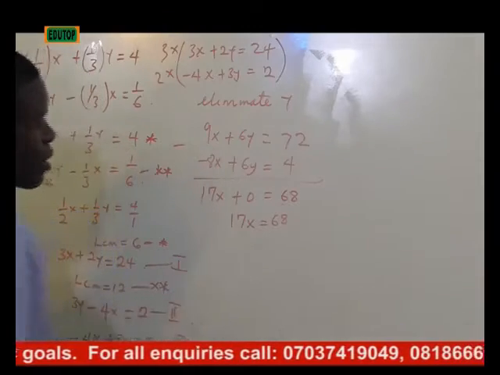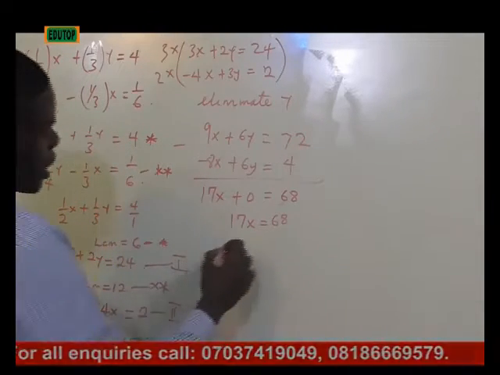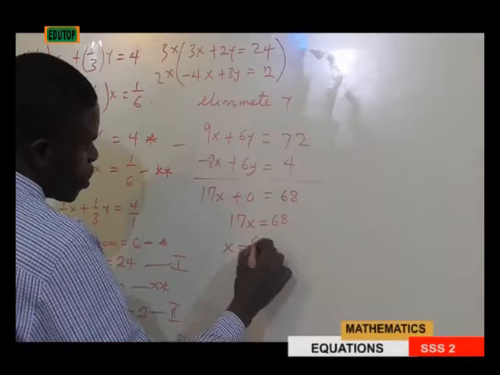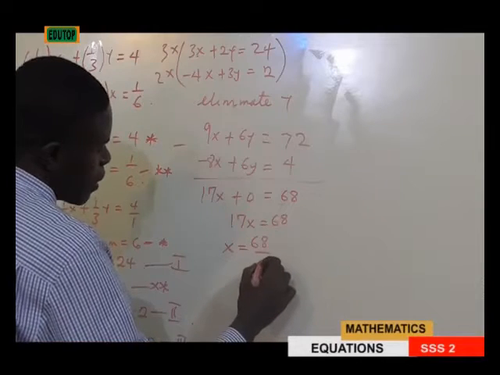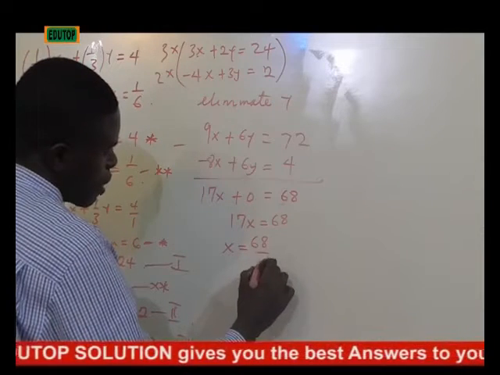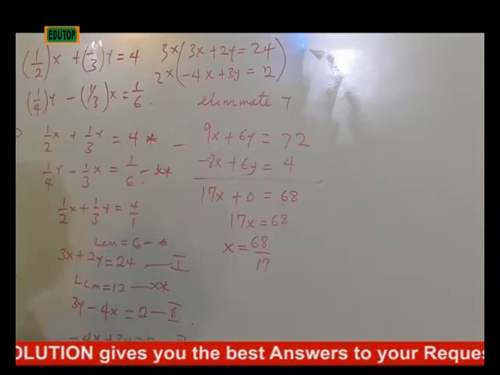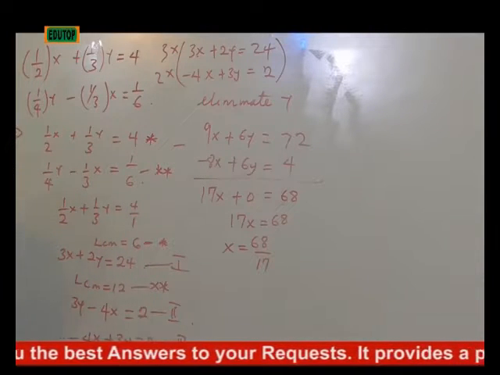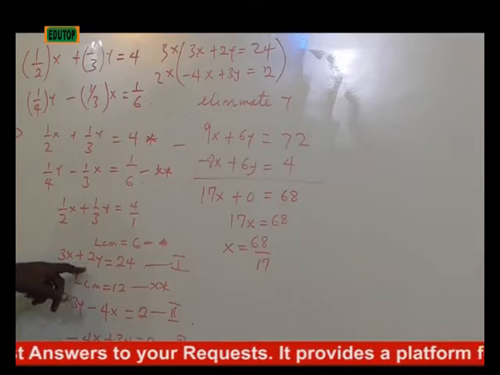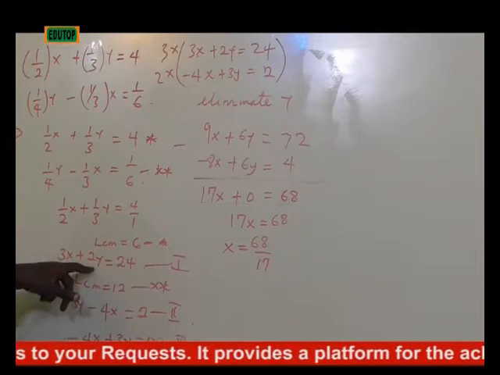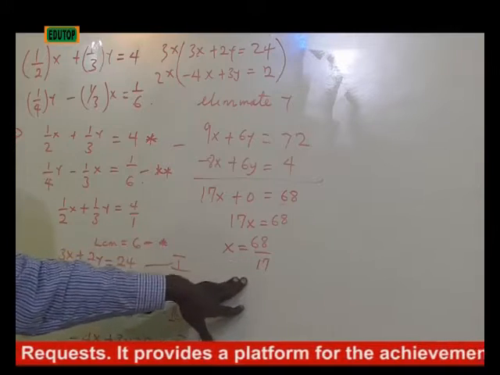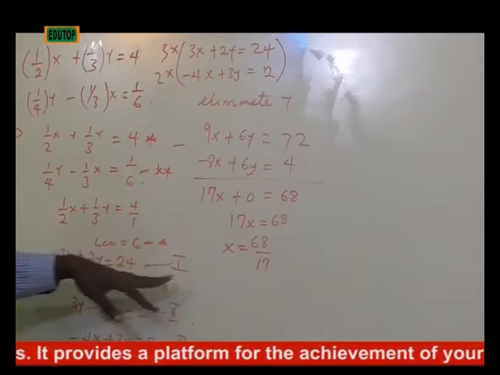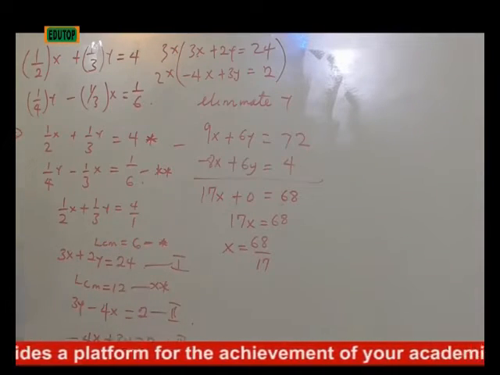Then dividing both sides by 17, I will have x equals 68 divided by 17. So my x is 68 divided by 17. So using equation 1, I've calculated my x. Now it's time to calculate my y.